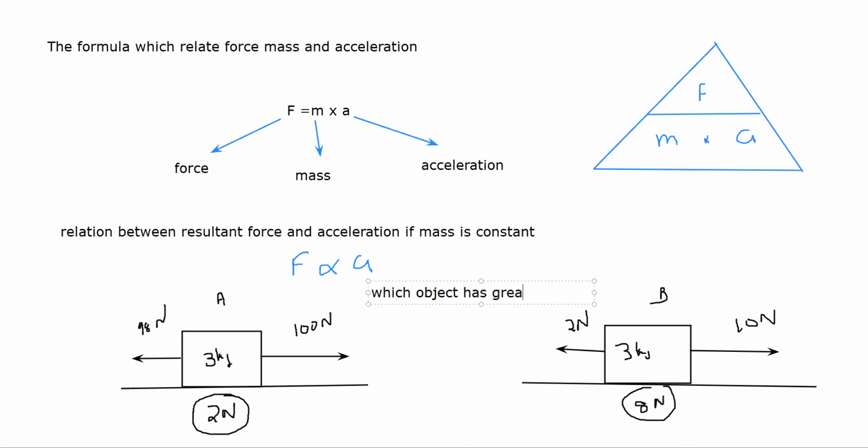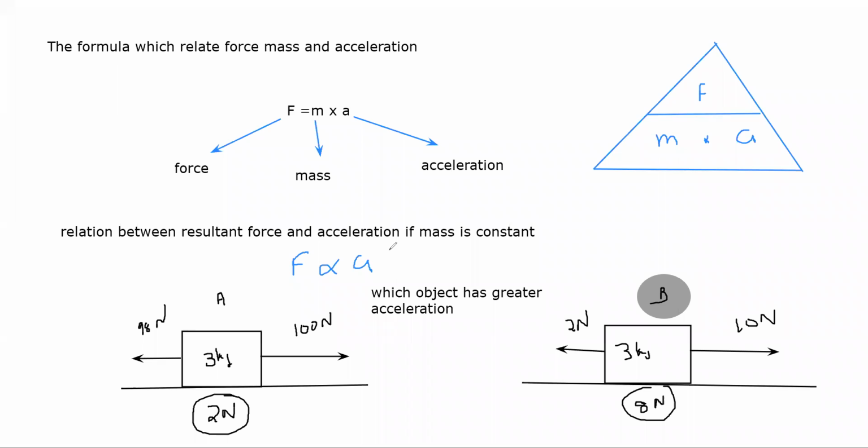Now the question is, which object will show a greater change in speed, or which object has greater acceleration? Which of them will have a greater acceleration, A or B? B. So B will change its speed much quicker as compared to A. Why? Because if two objects have the same mass, then the one which feels the greater resultant force will have a greater acceleration or change in speed.